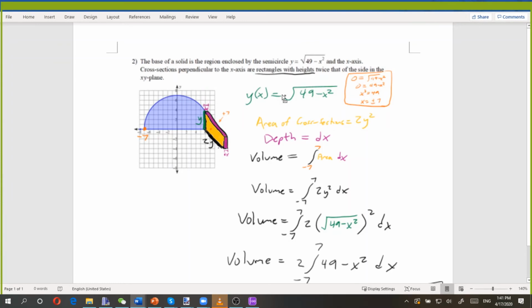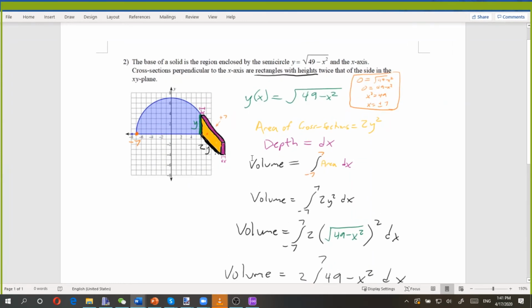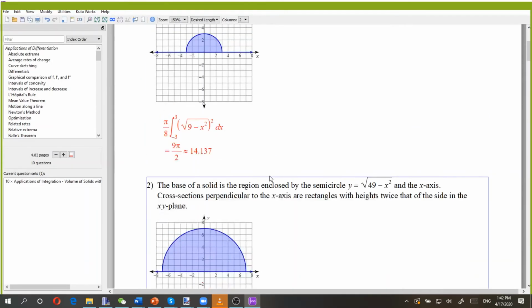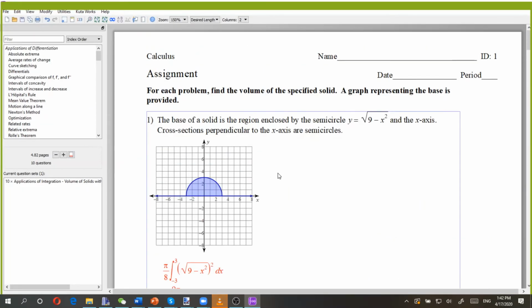I'm a little bit less concerned about the final integration than I am about the setup for the homework today. Do you guys feel like you can do this, or do you want me to go through one more shape? One more shape, okay, cool. So we'll try one more. How about this one?